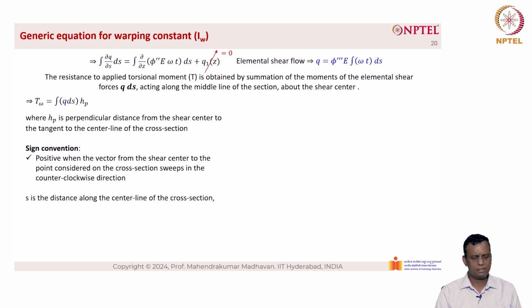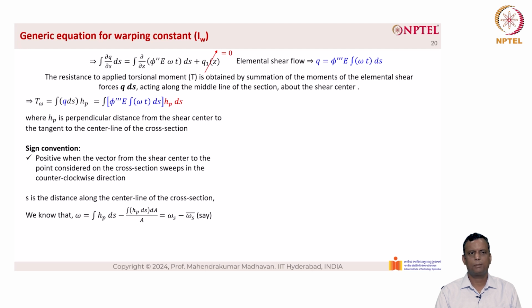Now s is the distance along the center line of the cross section, and this T omega is equal to integral of q into ds into HP, which is given as integral of phi triple dash E into integral of omega t into ds into HP into ds. Basically, we are substituting the value of q, which is the elemental shear flow, given as phi triple dash E into integral of omega t into ds. We know that omega equals integral of HP ds minus integral of HP ds into dA divided by A, which is equal to omega s minus omega s bar.